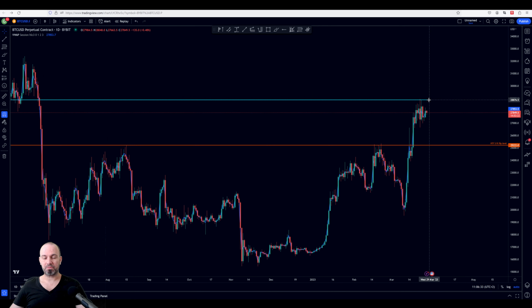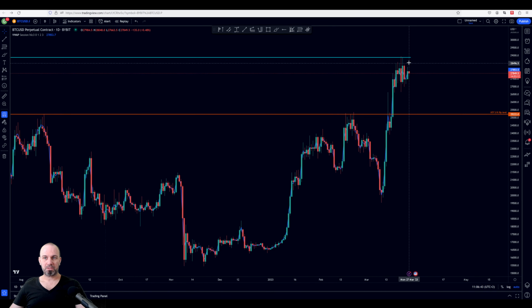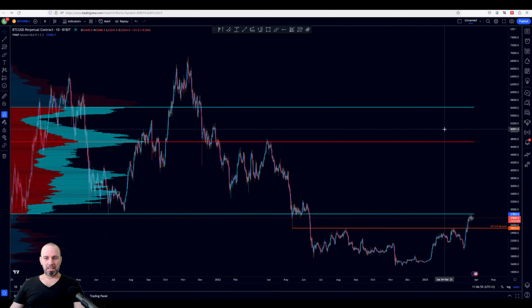And last week I was talking about this level, like I said, the value area low of this high time frame range. And as you can see, that is our current resistance. And now we're forming a range. We will talk about this range. Very interesting range, good range, but I'll explain that in just a bit.